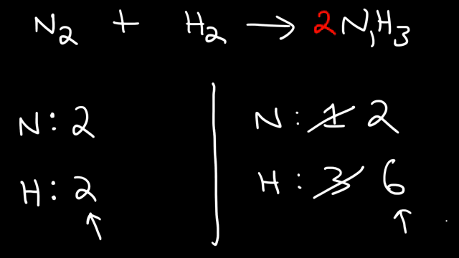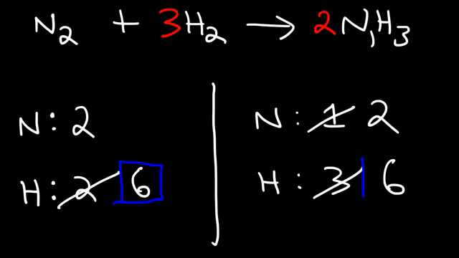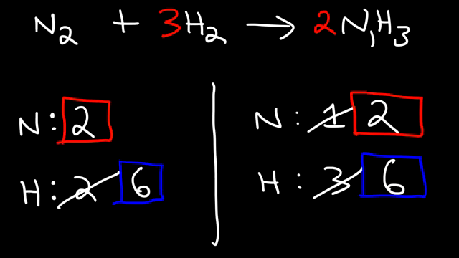In order to change the 2 into a 6, we need to multiply 2 by 3, because 6 divided by 2 is 3. So let's put a 3 in front of H2. So now we have 6 hydrogen atoms on both sides of the equation. And at the same time, we have 2 nitrogen atoms on both sides. So now the equation is balanced.